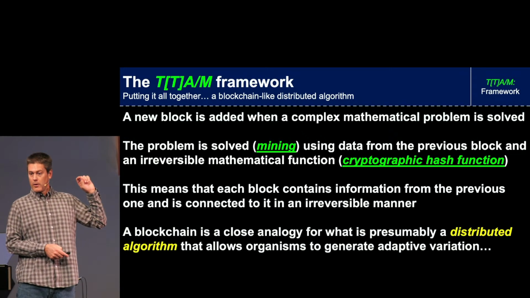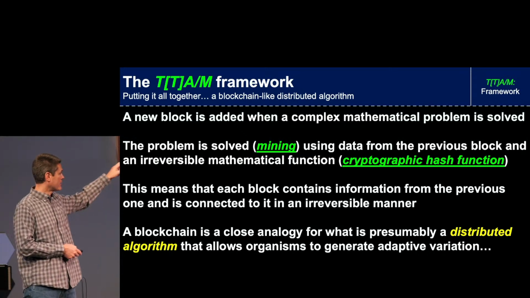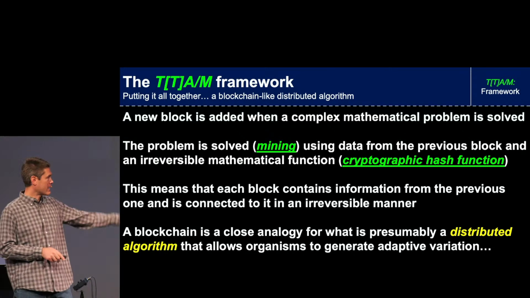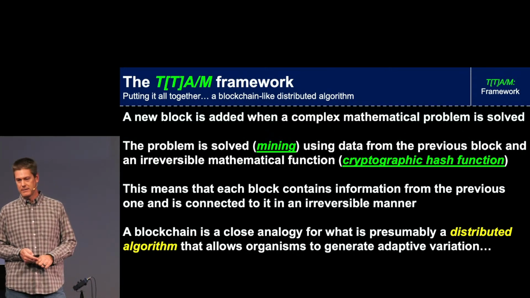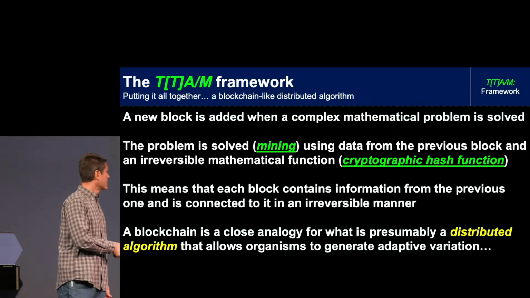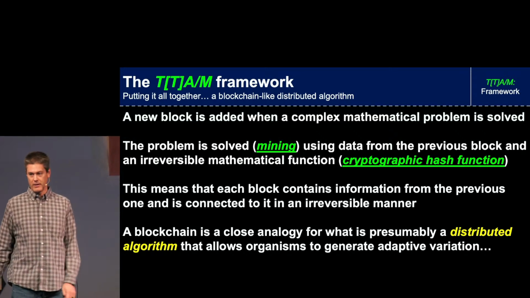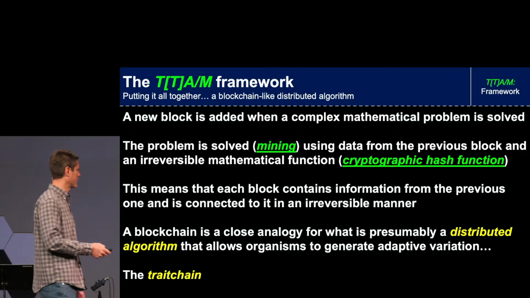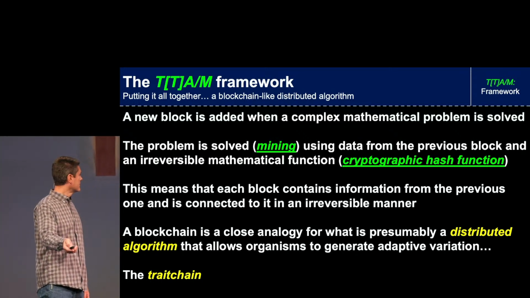So even though Bitcoin isn't actually the answer to how adaptation works, it's a close analogy for it, because what appears to be going on is actually a distributed algorithm that allows organisms to generate these adaptive variations. So because of that, I'm going to call it a trait chain, not a blockchain, because we're not making blocks, we're making traits. So what is a trait chain? How does it work?